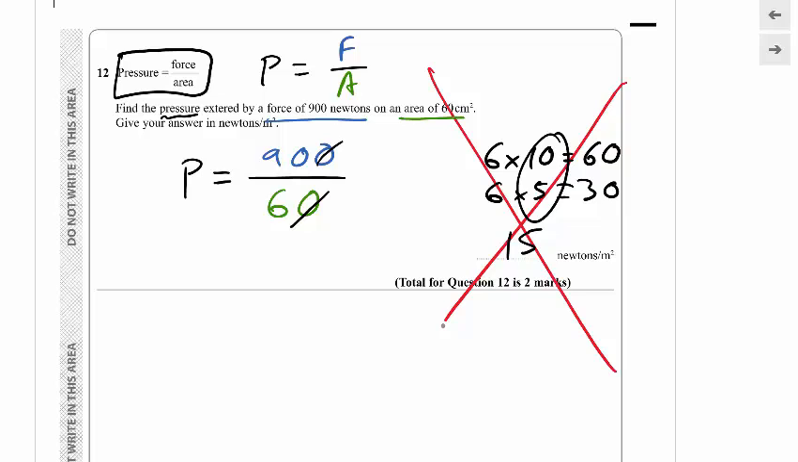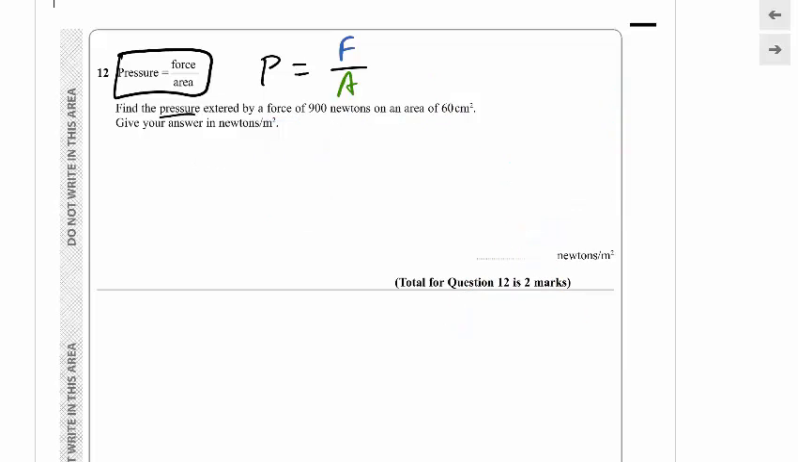I've fallen into the trap which they want me to fall into. So let's go back and let's slow things down and look at things in a little bit more detail. So reread the question. Find the pressure exerted by a force of 900 newtons on an area of 60 centimetres squared. Don't forget to read the full question. Give your answer in newtons per metres squared.